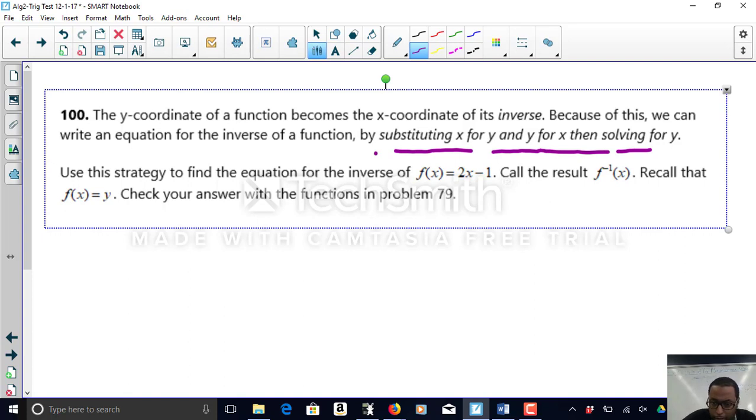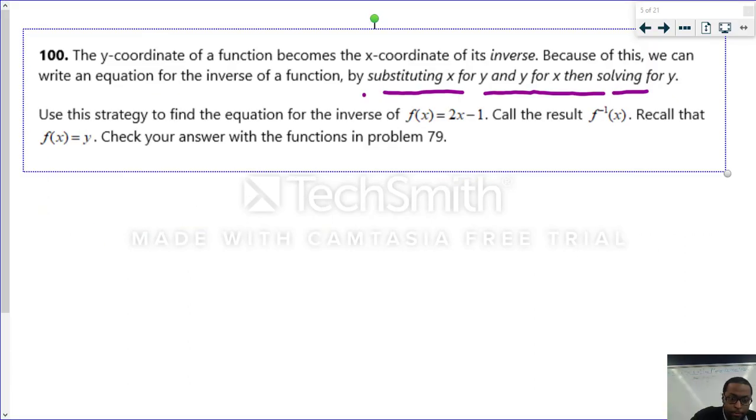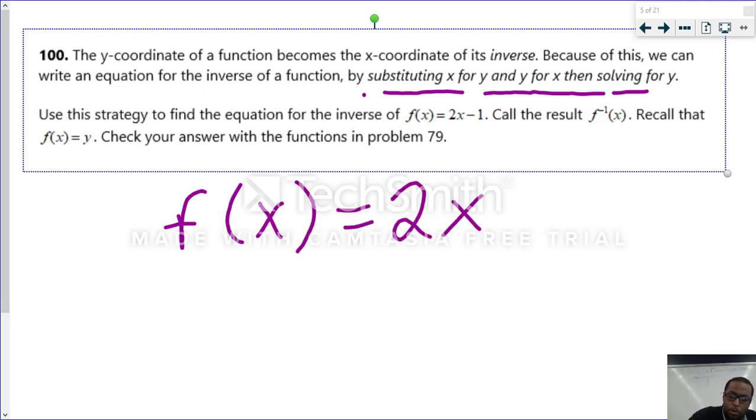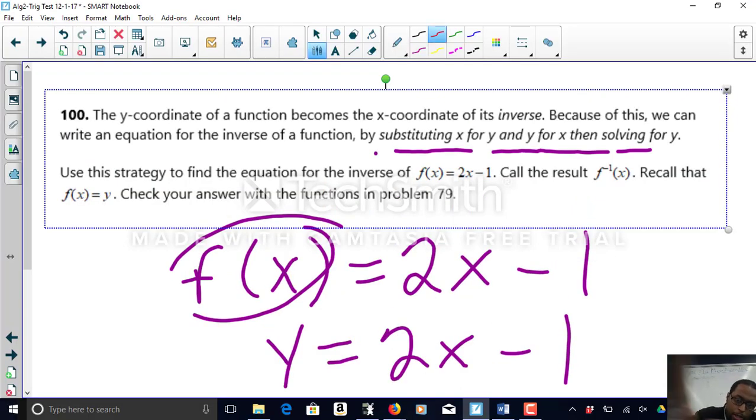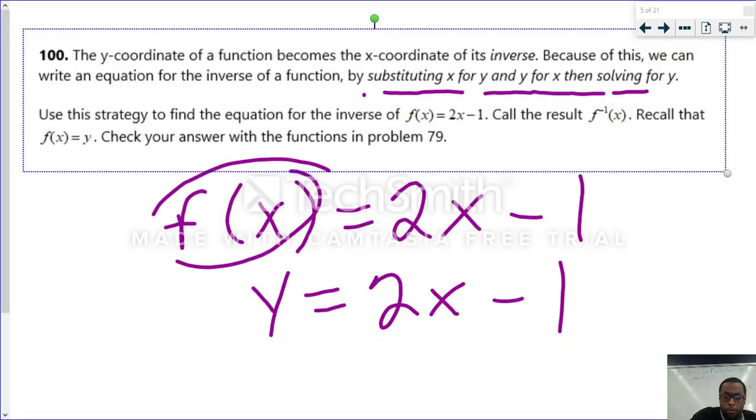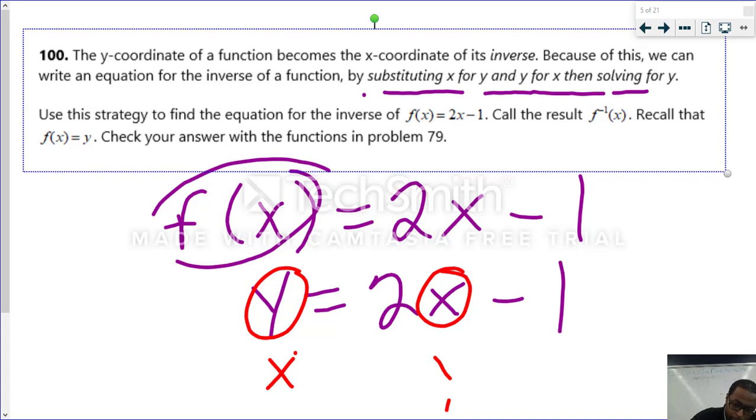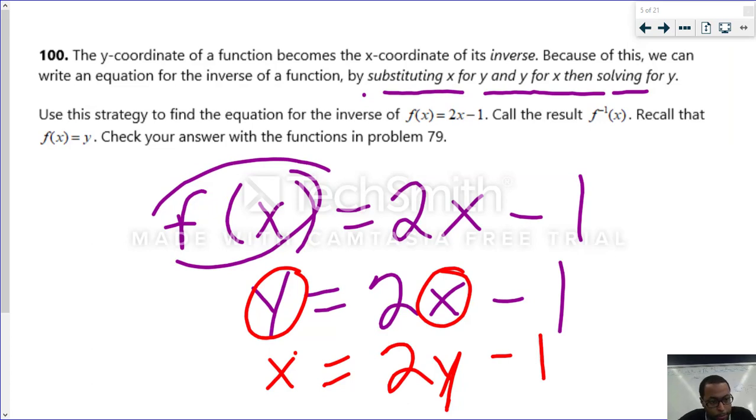So what does that mean? Using the strategy to find the equation of the inverse, f of x equals 2x minus 1. If I'm looking for the inverse for this question, and we kind of said this in class, first I'm going to take f of x and turn it into y, because we talked about f of x equals y. In my new equation, I'm going to replace this with x, and I'm going to replace this with y. And then I'm going to bring the rest of my equation down. Okay? This is the first step.